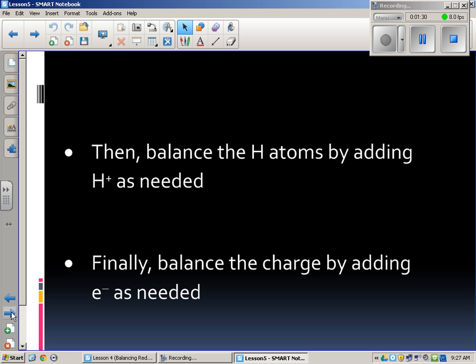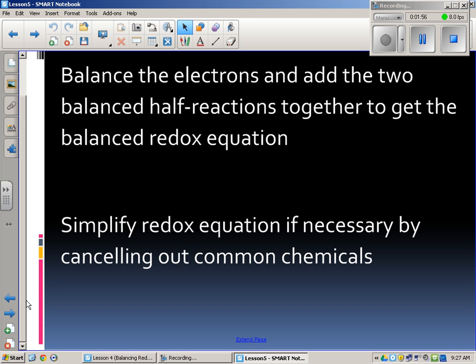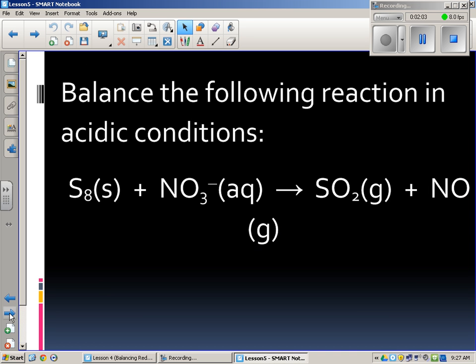At the end, remember, what do reduction and oxidation half reactions always involve? Reduction gains electrons. Where are those electrons coming from? The oxidation half reaction. So we have to balance out those electrons as always. That's what we've always been doing here. So balance the electrons and add the two balanced half reactions together to get the balanced redox, and simplify it if necessary. In other words, canceling out, like I showed you on that second example in the homework yesterday, where we had to cancel out waters and things like that. We'll have to do that today as well.